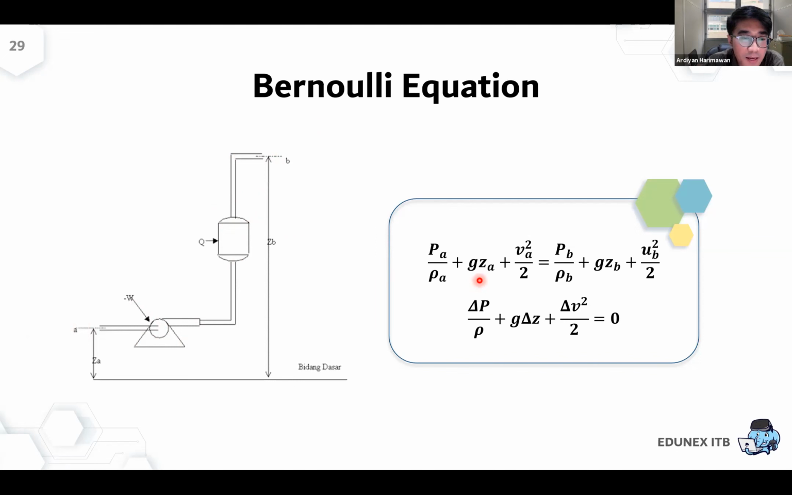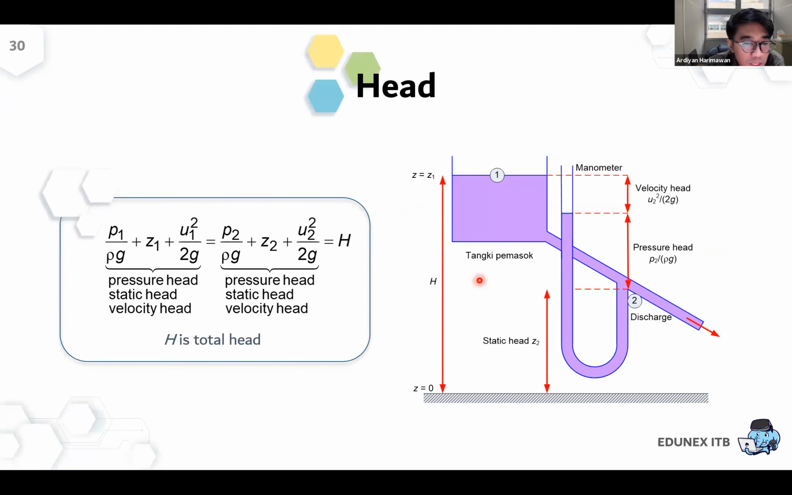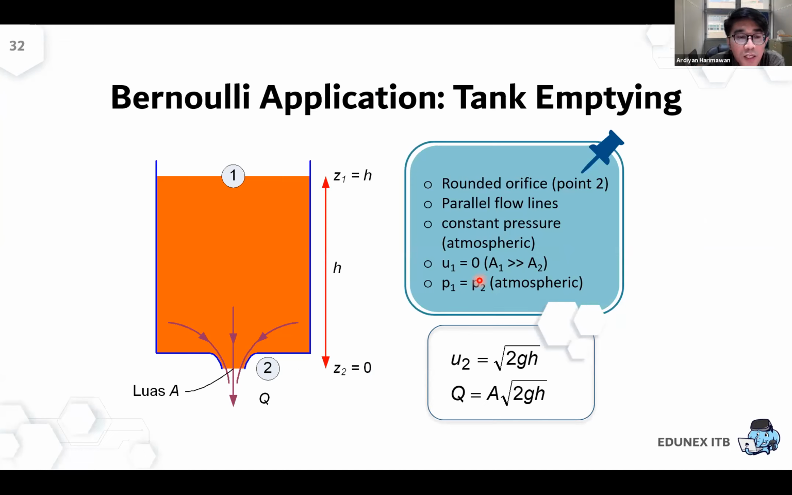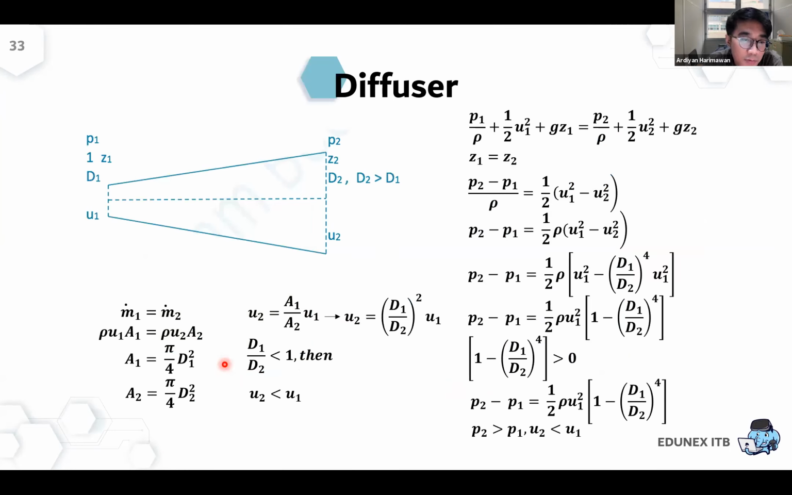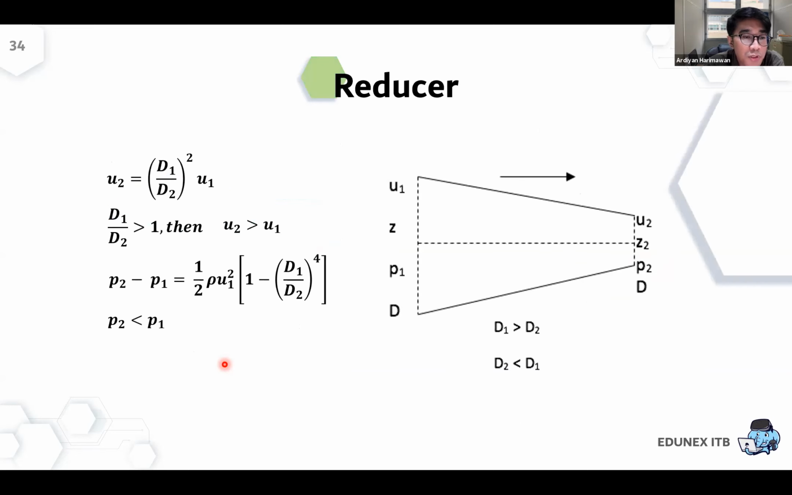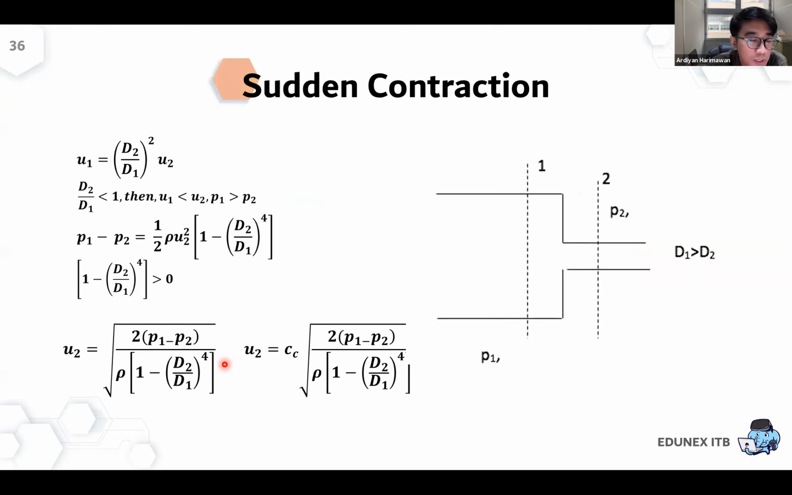Okay, yeah. And by using the Bernoulli, then basically you can solve many types of situation. We have discussed how, if you have a small hole in a very large tank, to calculate the velocity at the bottom of the tank when the hole appears, or how to derive the equation for any types of pipe fitting. We have discussed diffuser, reducer, sudden enlargement, and sudden contraction.